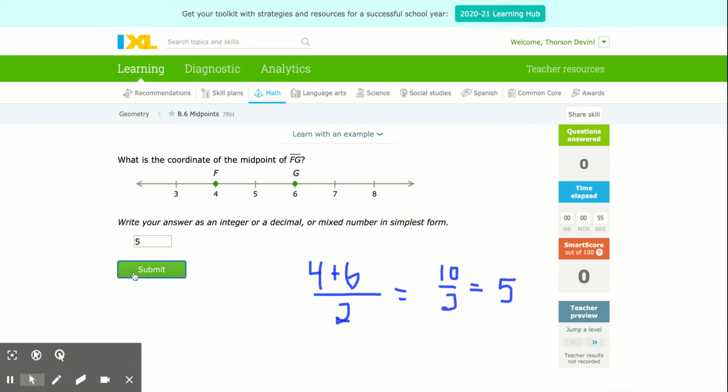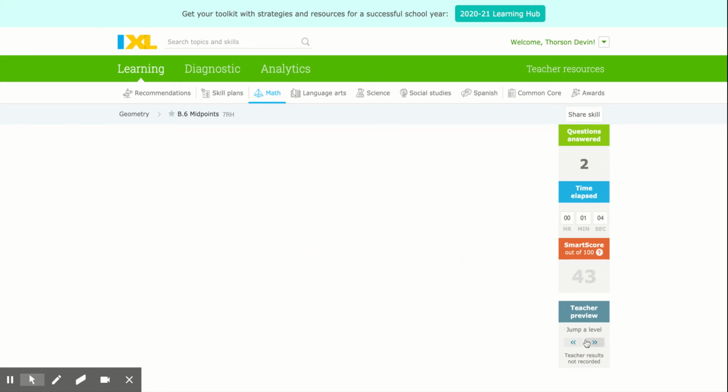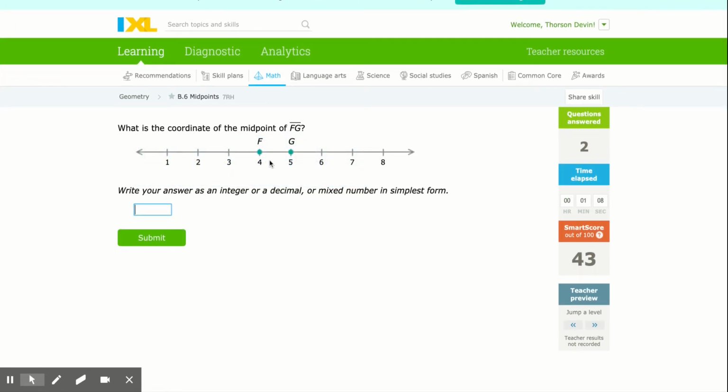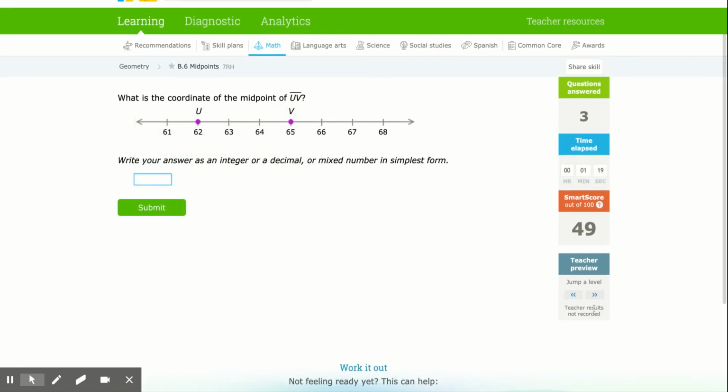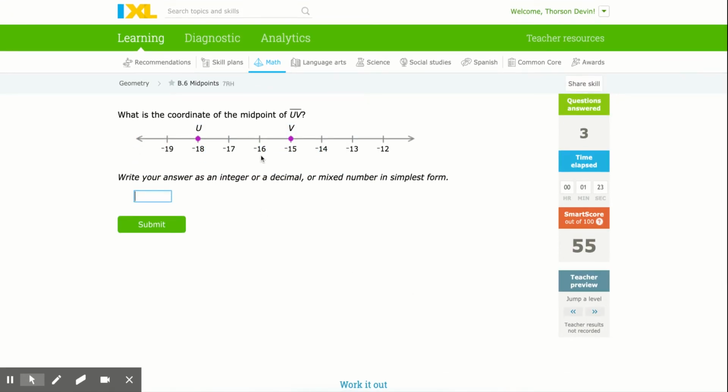because it will get harder. It's going to be very simple for a while. But I'm going to jump ahead here, because you're going to get midpoints that are fractions and stuff like this one here. Midpoint's what? Well, it's 4.5. And it says you can either do a decimal or a mixed number in simplest form. So you could do 4 1/2 if you wanted to. 4.5 is fine. Again, I'm going to jump ahead because the numbers are going to get a little harder here.